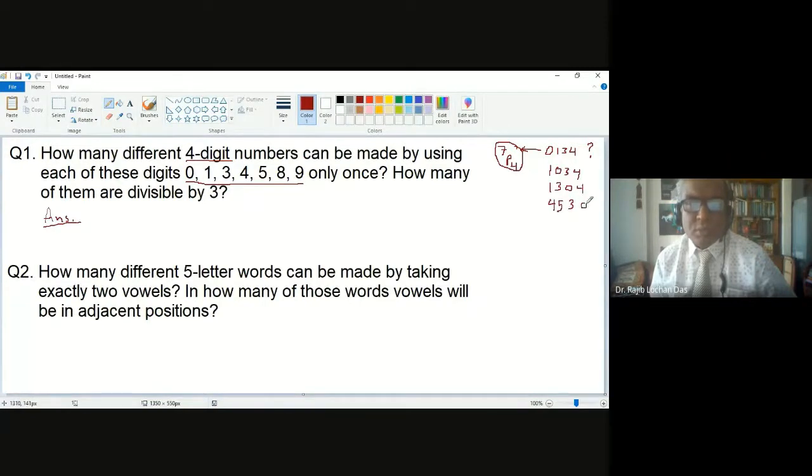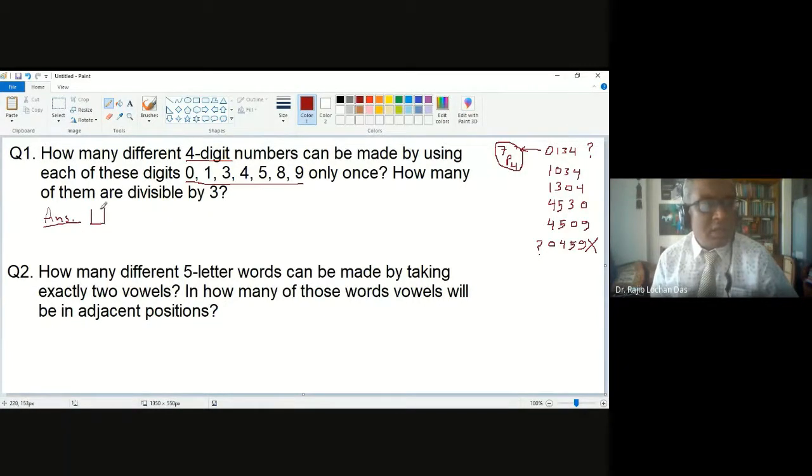4530 is possible, or 4509 is possible, right? But if you write 0459, that will not be acceptable, because this is not a 4-digit number. So you have to consider this situation. So 7P4 will not be the correct answer. So how can you get the correct answer?